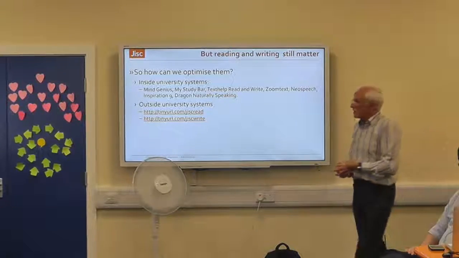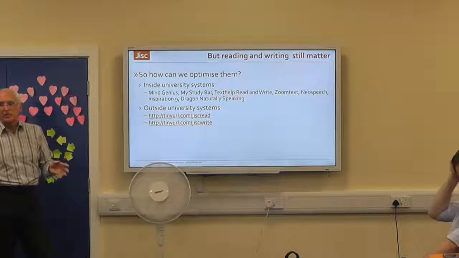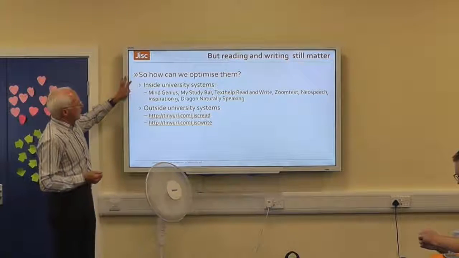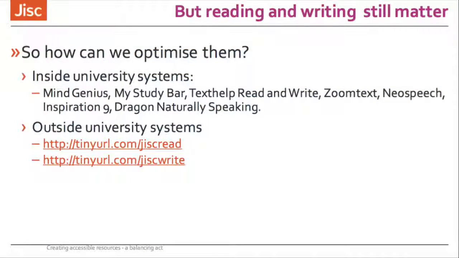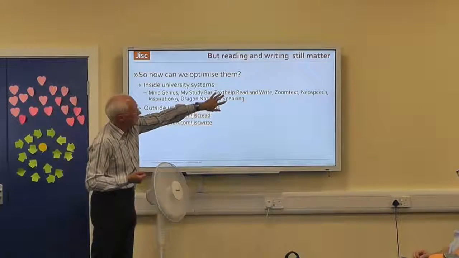But reading and writing still matter. And what we are talking about is that you don't have a monoculture of text. You have a diverse, mixed economy. On the other hand, you still end up using text. So in here you've got Mind Genius, which is great for planning and organising, you know, essay assignments, etc. You've got My Study Bar, that's got a range of tools, some of which we'll look at in the next session. Text help read and write.